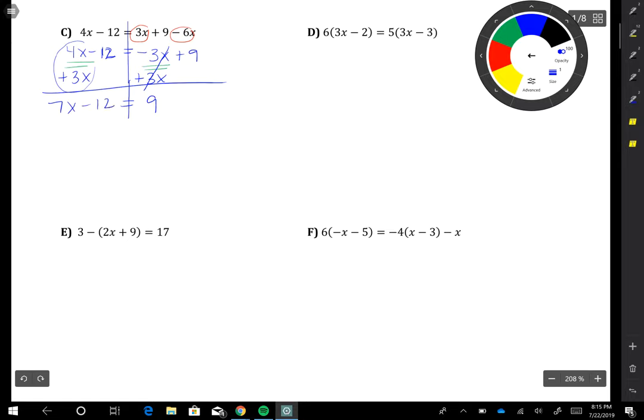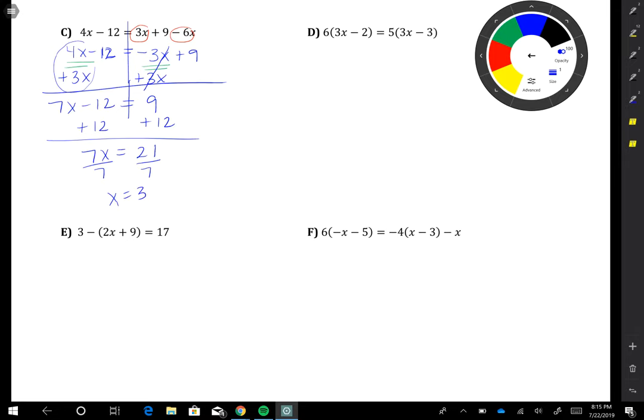And now I have an equation that looks a lot like my first two. I can simply add 12 to both sides. And so I have 7x equals 9 plus 12 is 21. And then I can divide both sides by 7, and I get x equals 3.